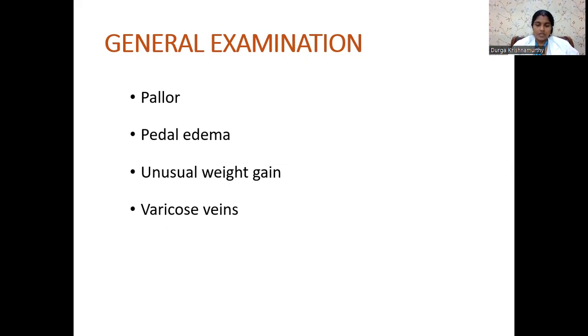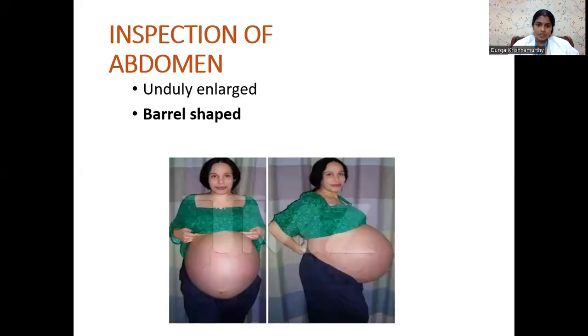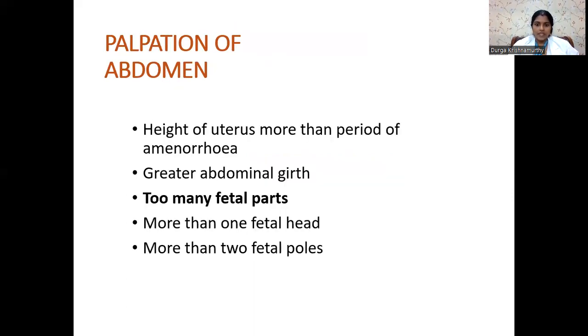General examination, we see pallor, which is more common in multiple pregnancy because of the increasing requirement of iron. Fetal edema is there, unusual weight gain, and varicose veins, all because of the pressure effects of the growing uterus. In the picture, we see the unduly enlarged abdomen, which is barrel-shaped, with dilated veins over the abdomen.